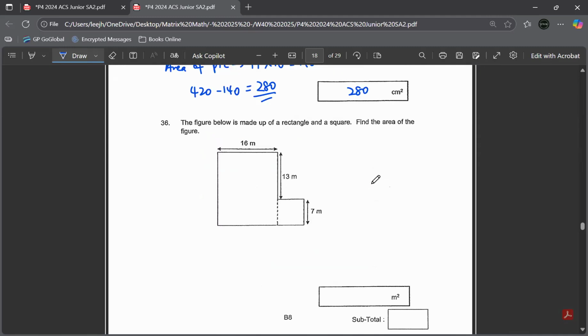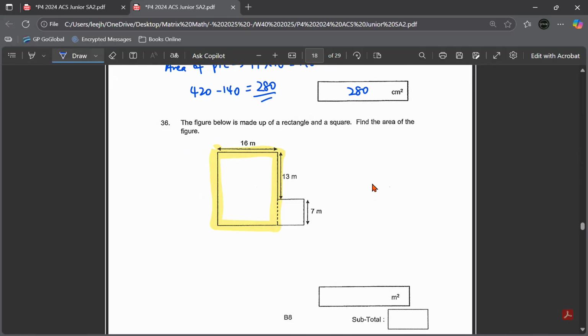Question 36. The figure below is made up of a rectangle and a square. The rectangle is this one, then there's a square. Find the area of the figure. So you know that this is the rectangle, but do you know one side? I highlight out the rectangle. This is the area of the rectangle, so you need to find out the length or breadth of the rectangle.